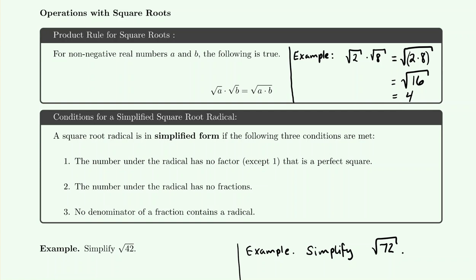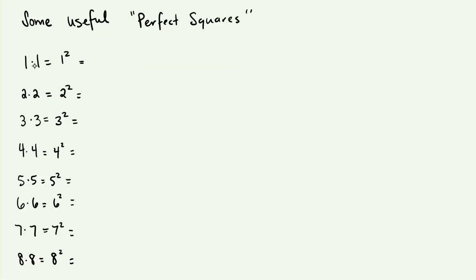Let's go over some of the basic, what we might call perfect squares that would be useful to know. 1 times 1, which we could write as 1 squared, is 1. 2 times 2, write as 2 squared, 4. 3 squared is 9. 4 squared is 16. 5 squared is 25. 6 squared is 36. 7 squared is 49. And then 8 squared is 64.